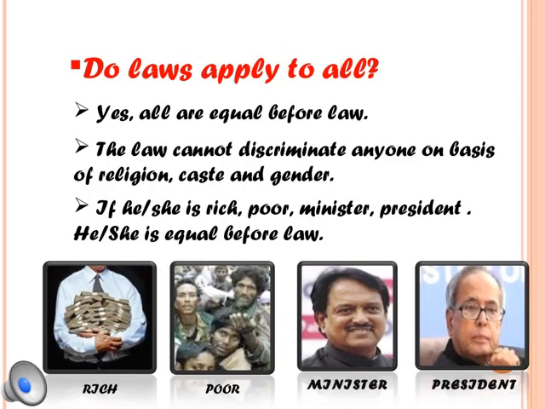Now, the first question that I raised was: do laws apply to all without any discrimination? Are we all equal in the eyes of the law? Yes, we all are equal before the law. The law cannot discriminate against anyone on the basis of religion, caste, and gender. If he or she is rich, poor, a minister, or the president, she is equal before the law. You cannot discriminate on the basis of the pocket too. Whether they are ministers, presidents, or poor, whoever they are, the law is the same for everyone.